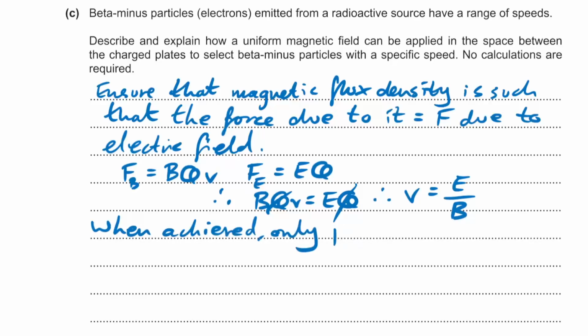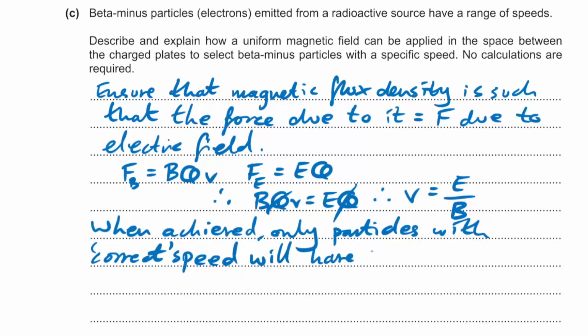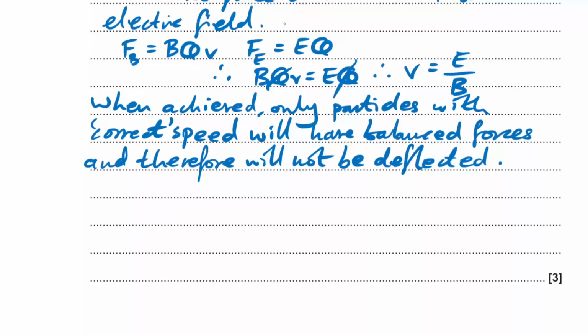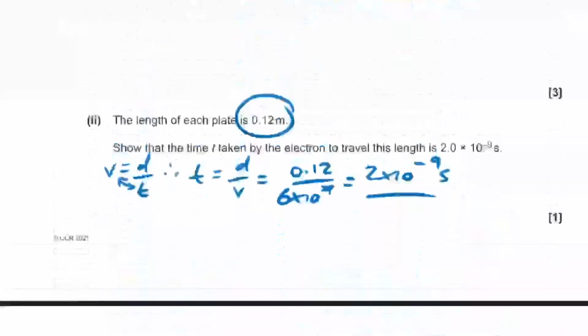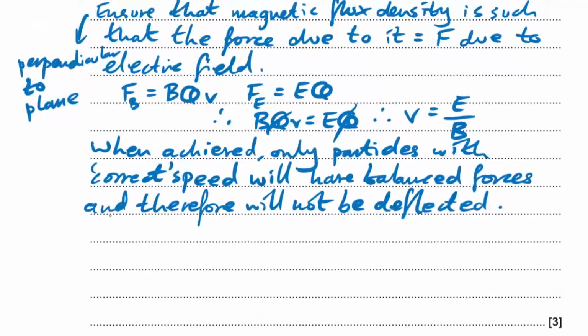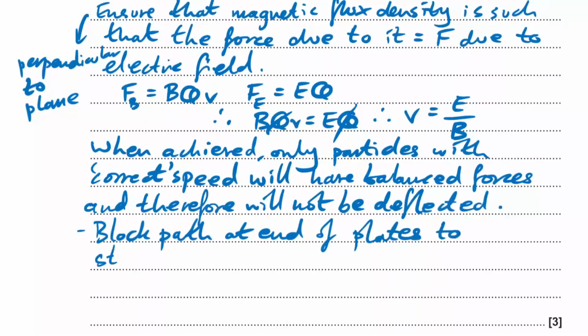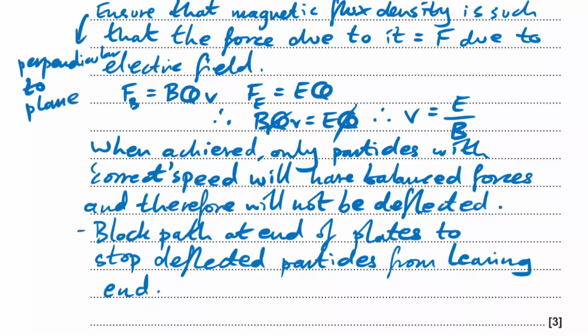When achieved, only particles with the correct or selected speed will have balanced forces and therefore will not be deflected. Of course, the magnetic field needs to be at 90 degrees, perpendicular to the plane here. So in or out of the page, of course. So something like that going in. And therefore we can block the path at the end of the plates to stop deflected particles from leaving the end. There we go. Oh, there's one more question.